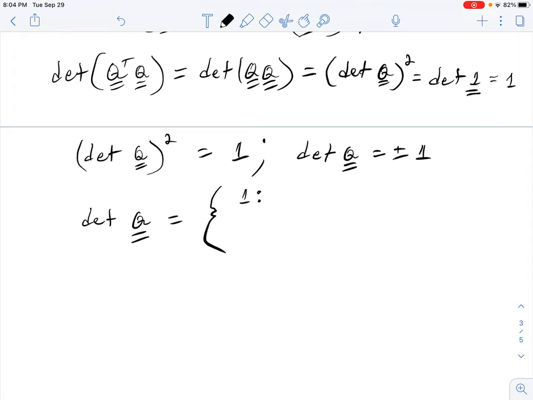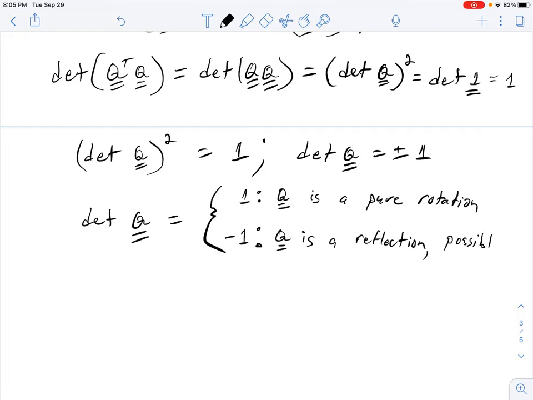So if it's 1, Q is a rotation, which means that it keeps the handedness of any basis. It keeps the orientation of your space. If it's negative 1, Q is a reflection. So one of the directions gets reversed, possibly in addition to a rotation. The important thing is if the determinant of Q is equal to negative 1, it can rotate it around, however, but it's also kind of flipping your space inside out.